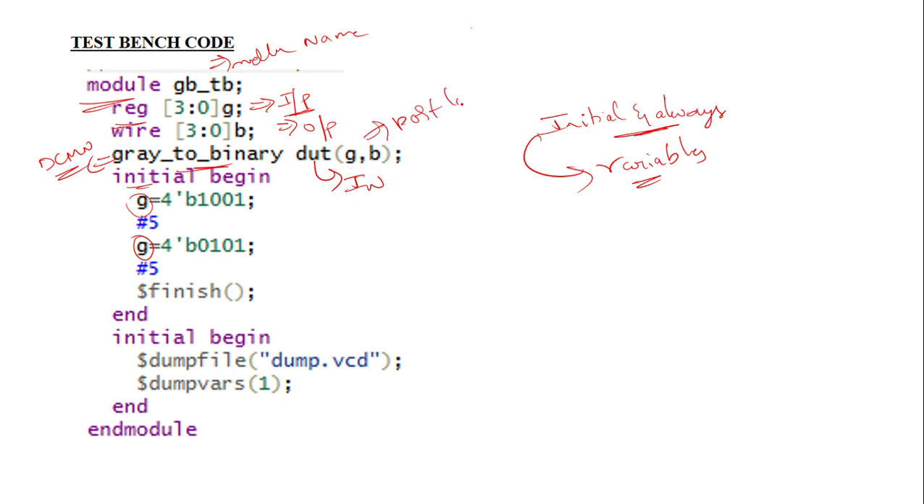You can connect the ports in your design code and test bench code by using the port list by order. There is by name also. There is already a separate video. If you haven't watched it, go through that, then you can understand about the port connections.